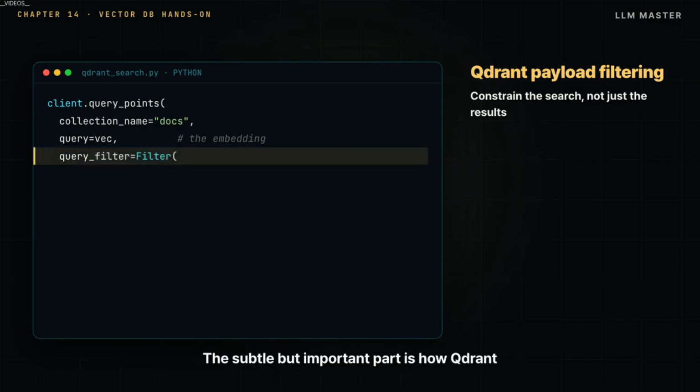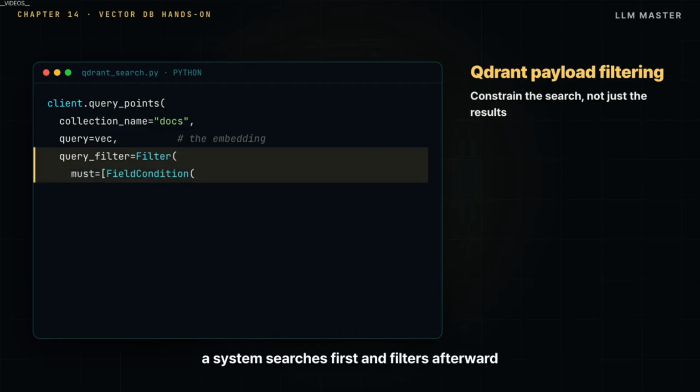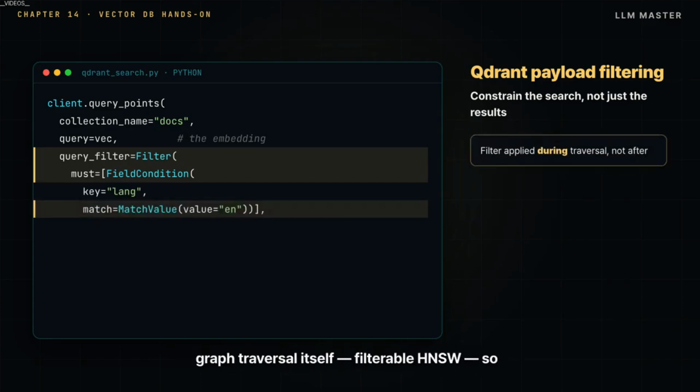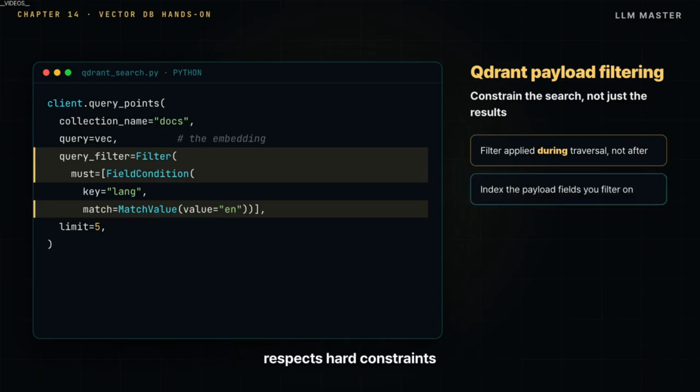The subtle but important part is how Qdrant applies it. Naively, a system searches first and filters afterward, which can leave you with an empty page when the matches you wanted were filtered out. Qdrant instead evaluates the filter during the graph traversal itself. Filterable HNSW, so it keeps exploring only through points that satisfy your conditions. To make that fast, you create payload indexes on the fields you filter by, exactly like indexing a column in a relational database.